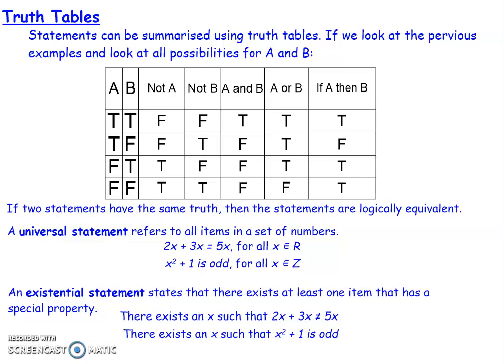And an existential statement states that there exists at least one item that has a special property. So for example, there exists an x such that 2x plus dx does not equal 5x. There exists an x such that x squared plus 1 is odd. So they refer to a single item, a single x for each of them to satisfy it. Now they may not satisfy it, but the existential statement refers to just one numerical value or one element from the group.